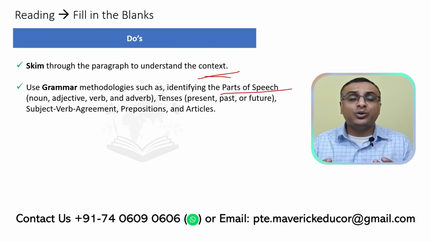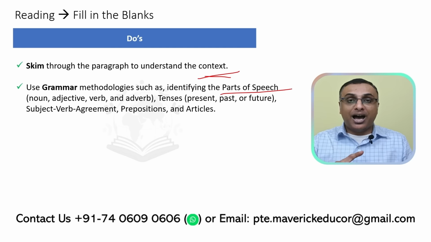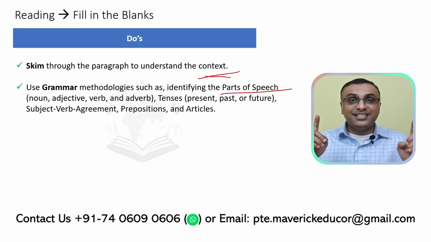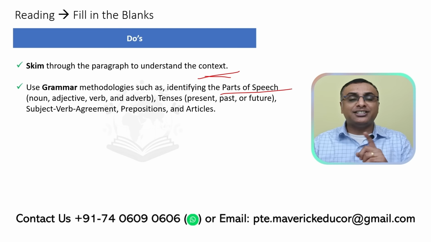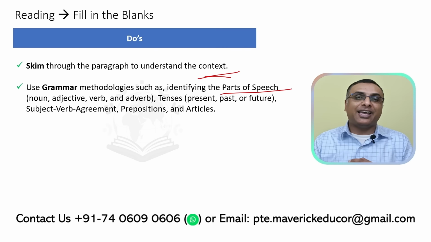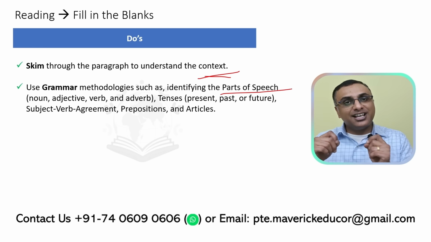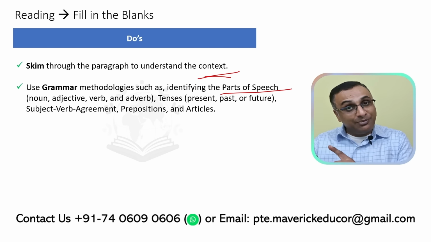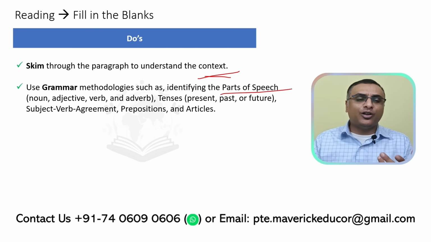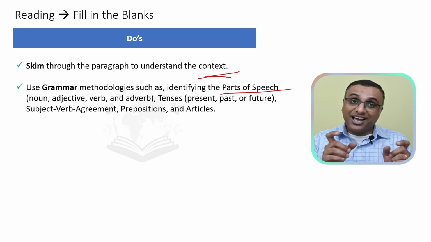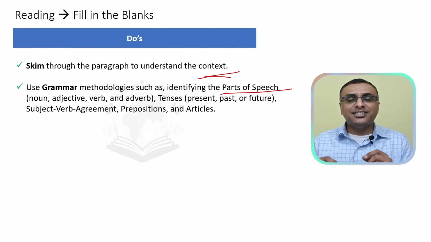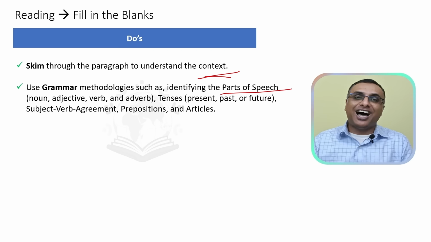Where can you utilize tenses? You can utilize past, present, and future tense for the sentence that you're looking at. If the sentence is in present tense, future tense, or past tense, then you can easily find out the blank as well. On the other hand, you can look at subject-verb agreement. You can look at whether the subject is agreeing with the verb. By that method also, you can find out the blank. Or on the other hand, you can utilize prepositions and articles also, which are placed around the blanks. So these are the methodologies that you can utilize to come up with the answer for the blank.